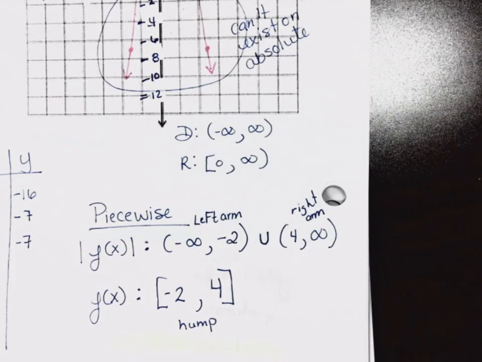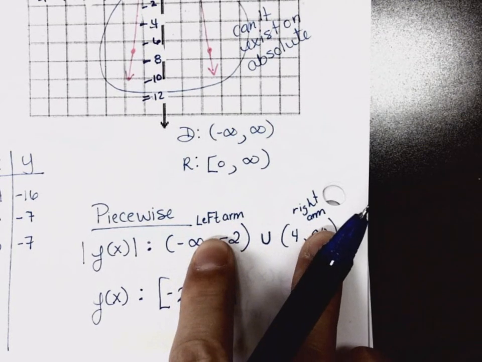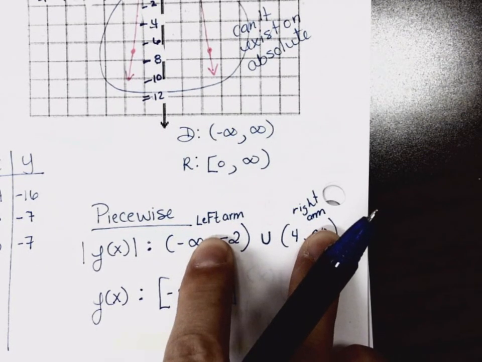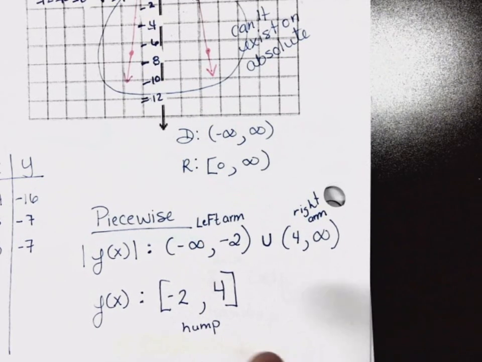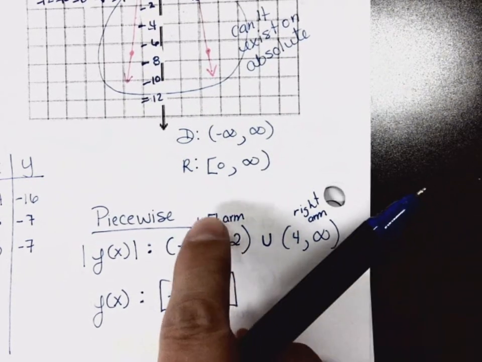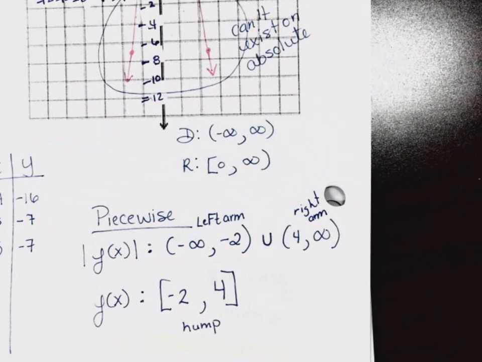So I like to refer to them as arms and humps. Do what you will, call it what you like. I use the arms here because we flipped the arms up. Sometimes you may flip the hump up. Then how many humps do you have? You only have one hump. So the one domain statement would go under the f of x, the absolute f of x.